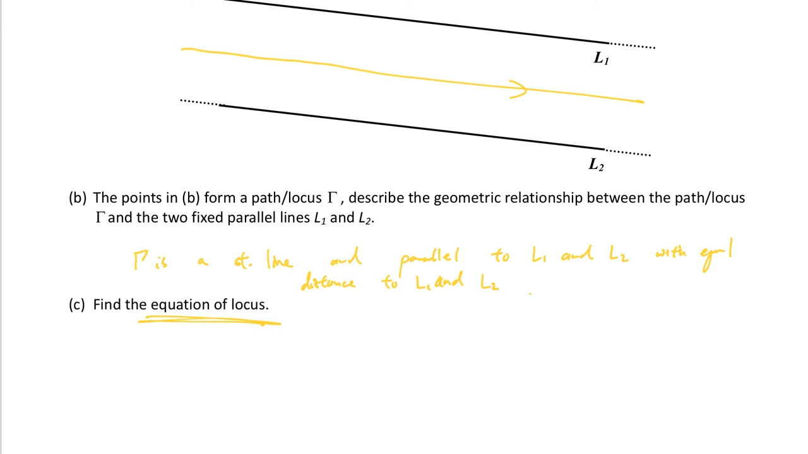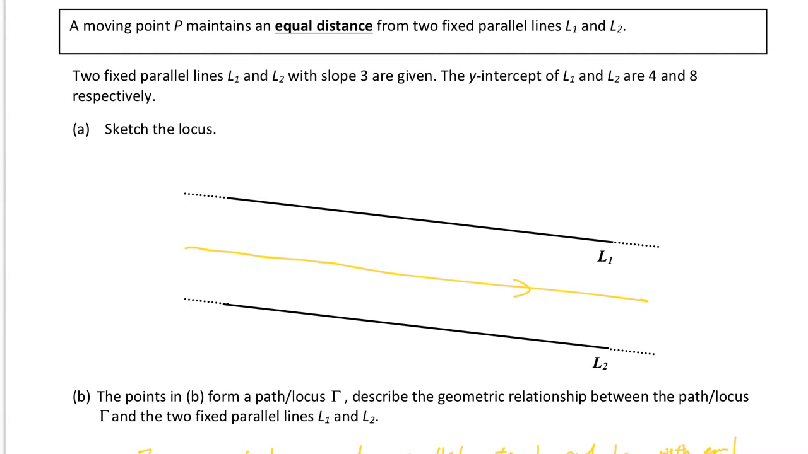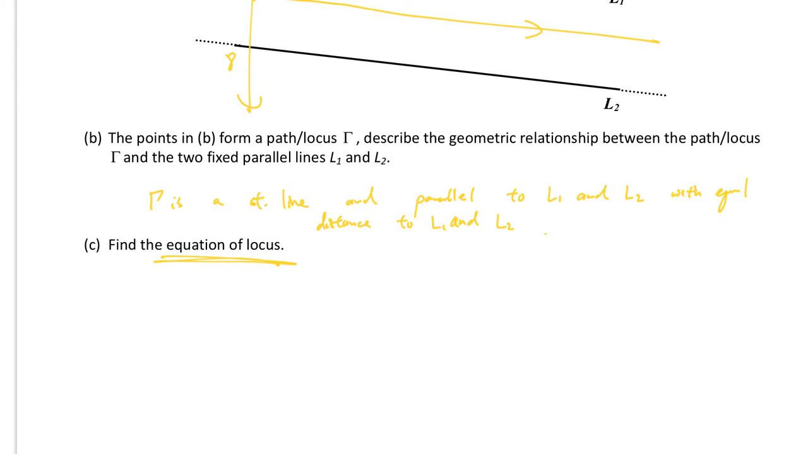How do you find the equation of locus? Let's see. Because L1 and L2 have slope 3, this straight line must be y is equal to 3x plus the y-intercept. And the y-intercept of L1 and L2 is 4 and 8 respectively, so it must be the midpoint of 4 and 8. So the final answer is 3x plus 6. Y is equal to 3x plus y-intercept. Y-intercept is equal to 4 plus 8 divided by 2. So 3x plus 6.